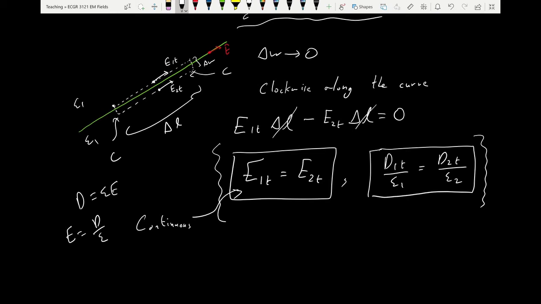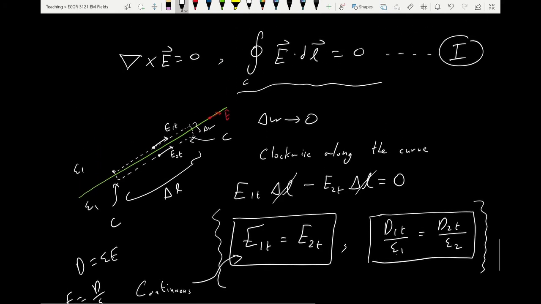So the electric field intensity is continuous. The tangential components of the flux density are not continuous. There's a jump in it that depends on how epsilon varies between the materials. Okay, so that's the result.